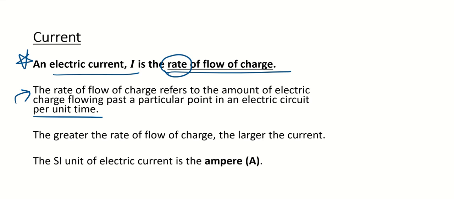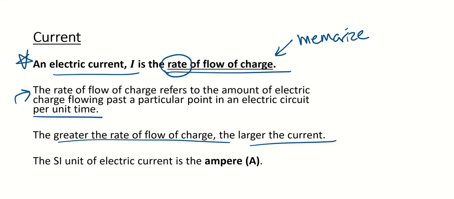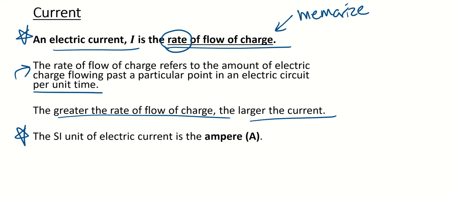Okay, but if you want to memorize, you just memorize that electric current I is the rate of flow of charge. Now, of course, logically, the greater the rate of flow of charge, the larger the current. Now, this is also important. SI unit of electric current is the ampere. Okay, please use capital letter A to denote the unit.